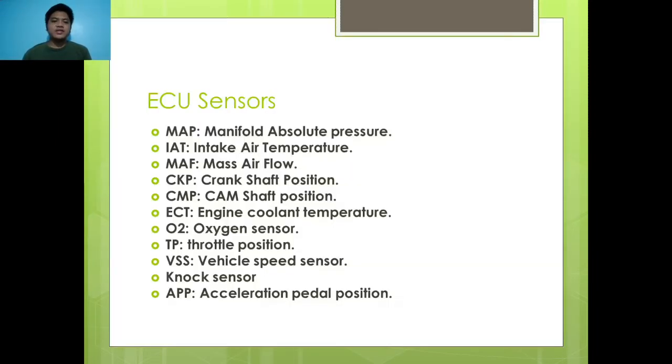ECU sensors. The list of ECU sensors are manifold absolute pressure sensor, intake air temperature sensor, mass airflow sensor, crankshaft position sensor, camshaft position sensor, engine coolant temperature sensor, oxygen sensor, throttle position sensor, vehicle speed sensor, knock sensor, and acceleration pedal position sensor.